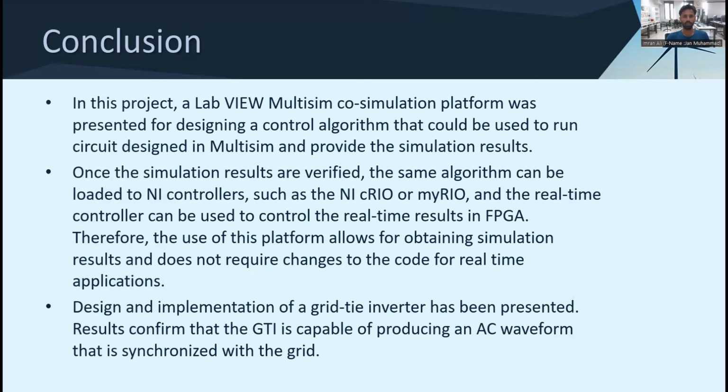Therefore, the use of this platform allows obtaining simulation results and does not require changes to the code for real-time application. Design and implementation of a grid-tied inverter has been presented. Results confirm that the GTI is capable of producing an AC waveform that is synchronized with the grid.